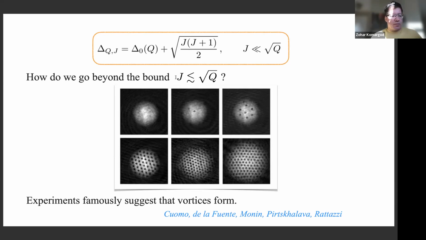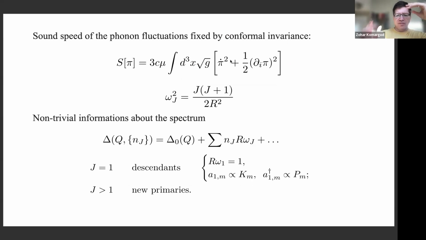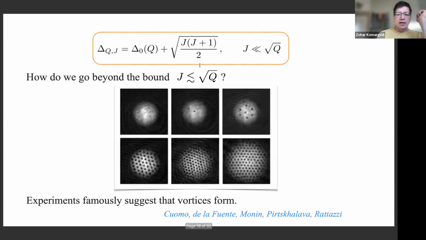But the phonon description breaks down at square root of Q. You cannot trust this formula when J exceeds square root of Q, for the reason that, as I said, the phonons have some self-interactions, and you lose control if you put too many phonons. So it doesn't allow you to excite too many phonons, and you have to now go beyond that regime.